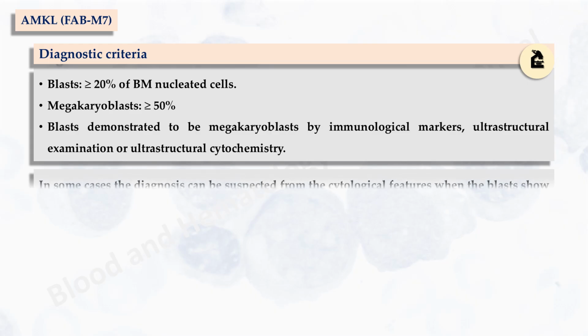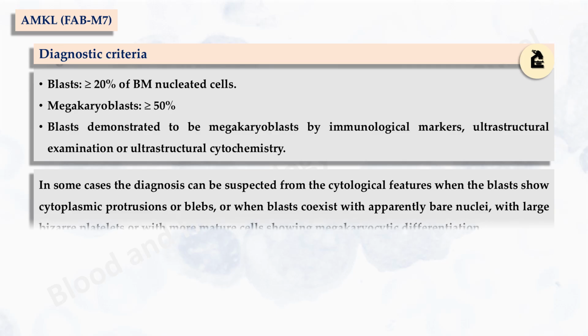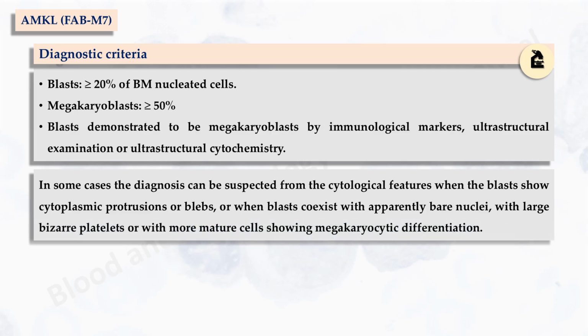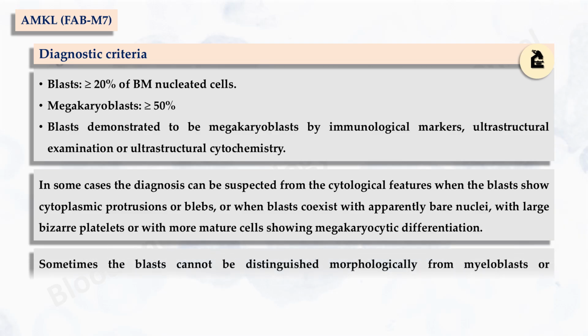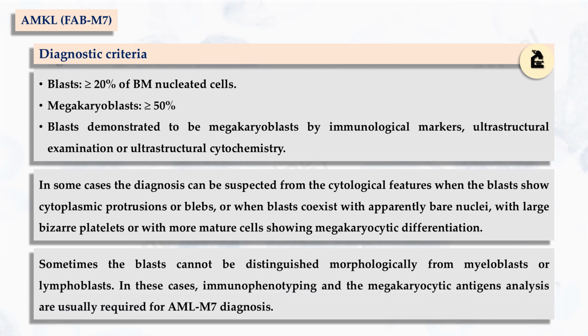In some cases, the diagnosis can be suspected from the cytological features when the blasts show cytoplasmic protrusions or blebs, or when blasts coexist with apparently bare nuclei, with large bizarre platelets or with more mature cells showing megakaryocytic differentiation. Sometimes the blasts cannot be distinguished morphologically from myeloblasts or lymphoblasts. In these cases, immunophenotyping and the megakaryocytic antigens analysis are usually required for AML-M7 diagnosis.